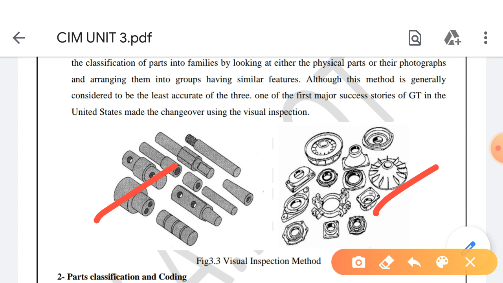In practice this is very time consuming and a highly trained person is required for it. So the first one is the visual inspection method.